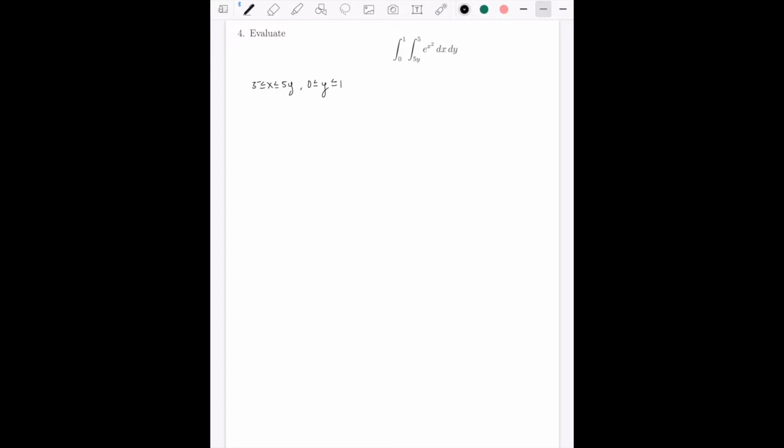Now to start, we see that the integral of e to the power of x squared dx is actually impossible to find. We can't integrate it. So to solve this problem, we're going to switch the order of integration.